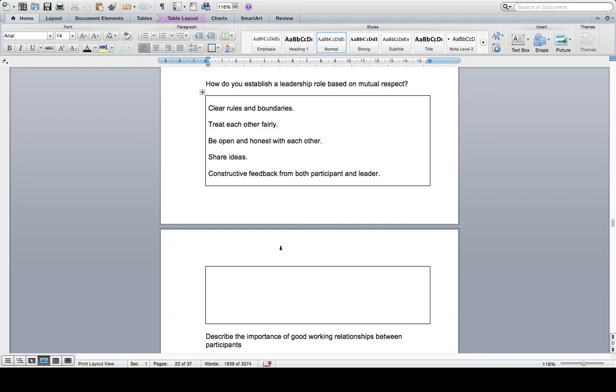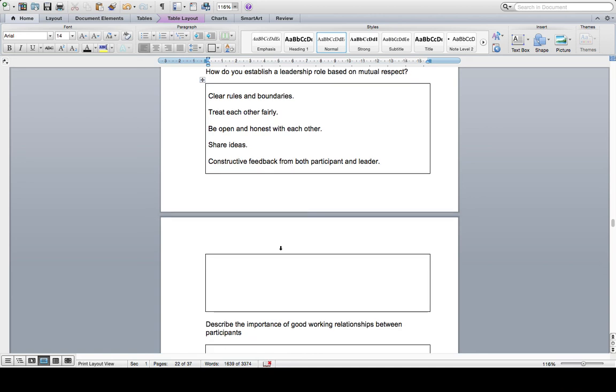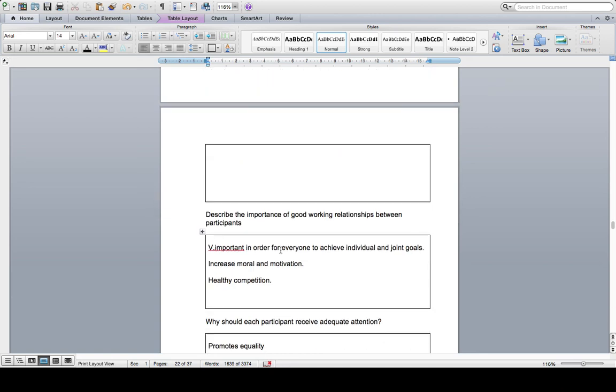Finally there, you've got constructive feedback from both participant and leader. Not only are you giving the participants feedback, but you're getting feedback on your session, how it went, from them as well. Together, as a partnership, as I've said in the past, it works really well, and it makes for effective learning, and it makes it enjoyable for you as well as a coach.